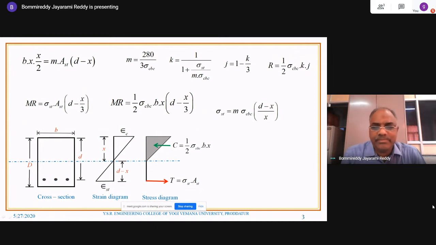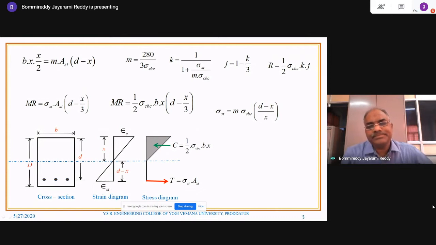In the last class, the overall outcome is that 3 different types of sections may be possible in the design of working stress method. It may be balanced section, under reinforced section, or over reinforced section. So first you need to identify the type of section that the structure will fall under.